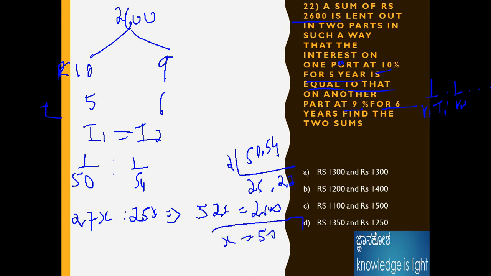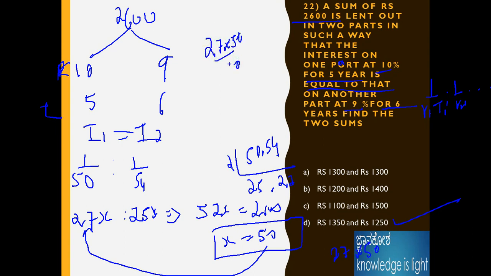X is equal to 2,600 over 52. 52 times 5 is 260. Therefore, 50 is the value. Substitute the 50 value here. We are getting the answer of 27 into 50, which is 1,350. 27 into 50. 5 times 7 is 35, 3 carry. 5 times 2 is 10, plus 3 is 13. So it is 1,350. The remaining, we need to do 2,600 minus 1,350, which becomes 1,250. The answer is coming like that.